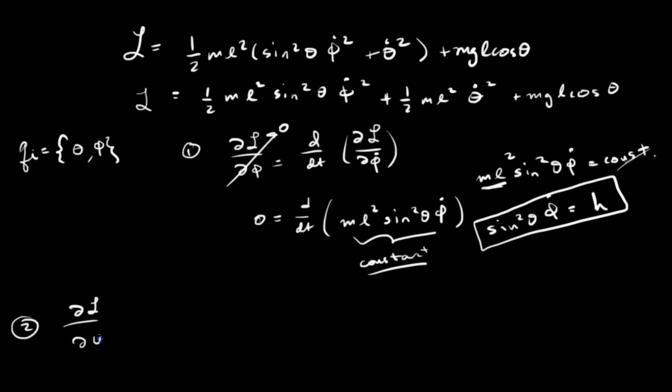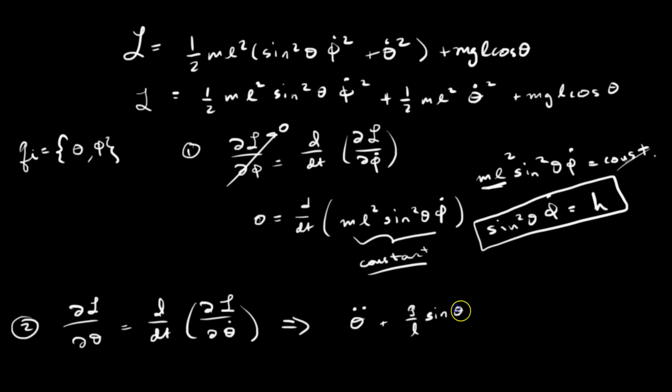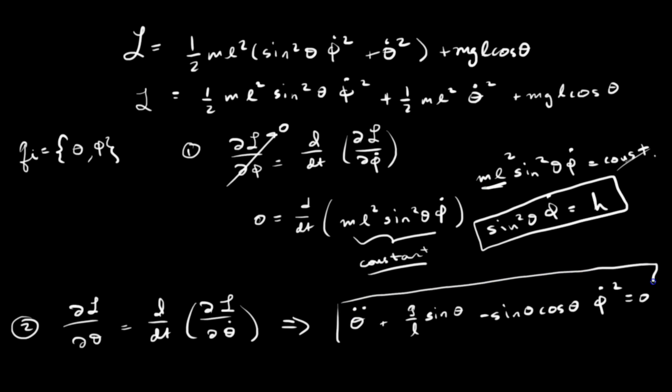dL/dθ equals the time derivative of dL/dθ dot. I'll spare you some of the details of the calculation, and I'll just write the results. Theta double dot plus g over L sine theta minus sine theta cosine theta phi dot squared is 0. If you do the calculation, you'll see that this is the answer. Very simple, you just take the derivatives.